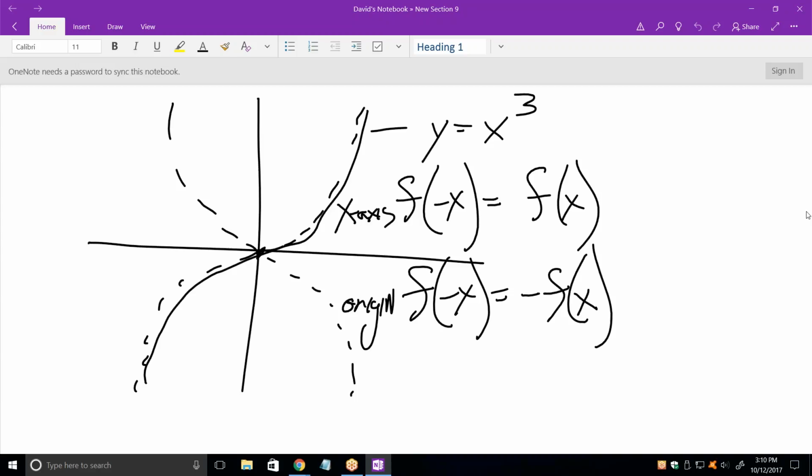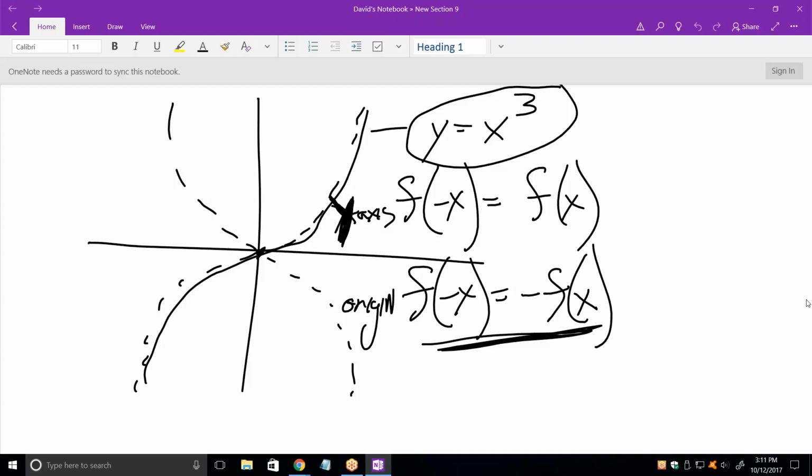Notice that y equals x cubed, I said, had symmetry about the origin. If I plug in minus x for x, I get y equals minus f of x. I get y equals minus x cubed, so it satisfies that. And if I wanted to know whether something had symmetry with the y-axis, I've labeled that wrong, then f of minus x has to be equal to f of x.